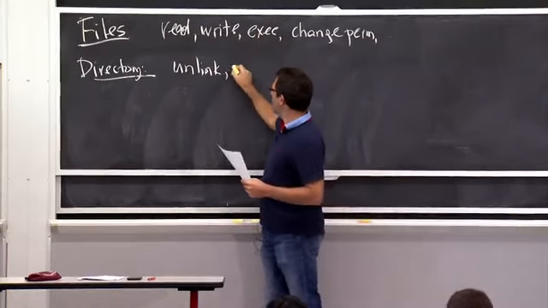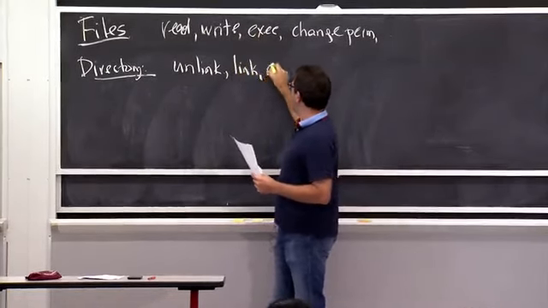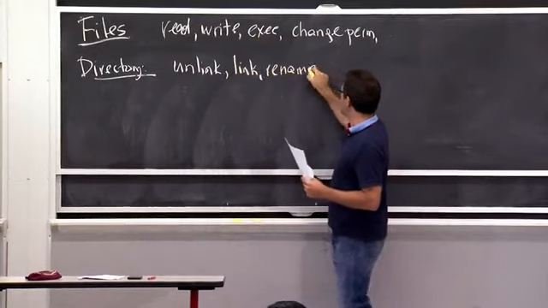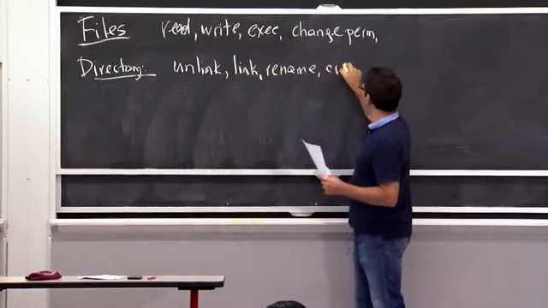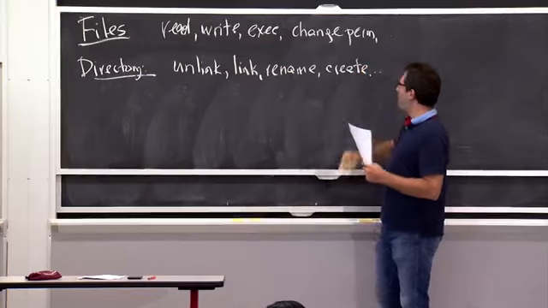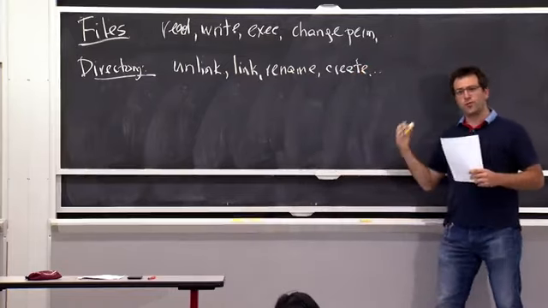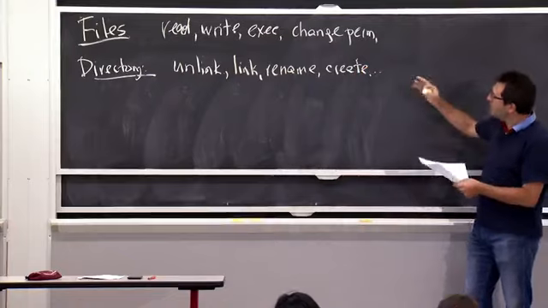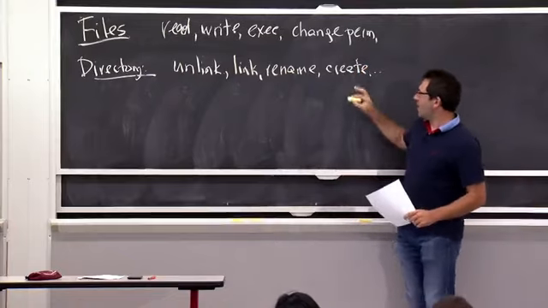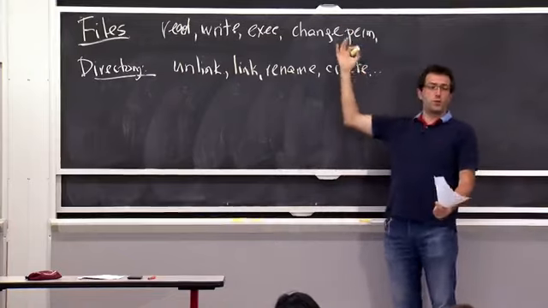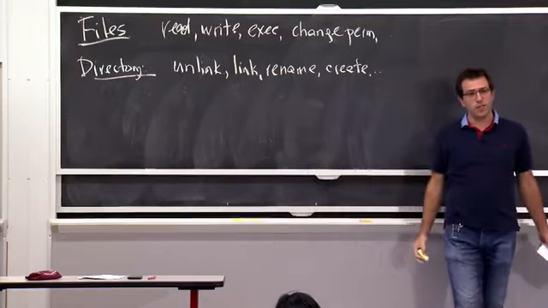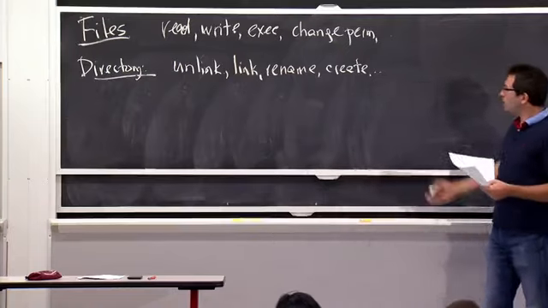So typically, unlink and link and rename, create, are operations that we would think of as being associated with the directory, although they're actually related, right? So create affects both the directory and a new file as well. So we have to figure out what are the rules there. OK, so what are the rules, right?